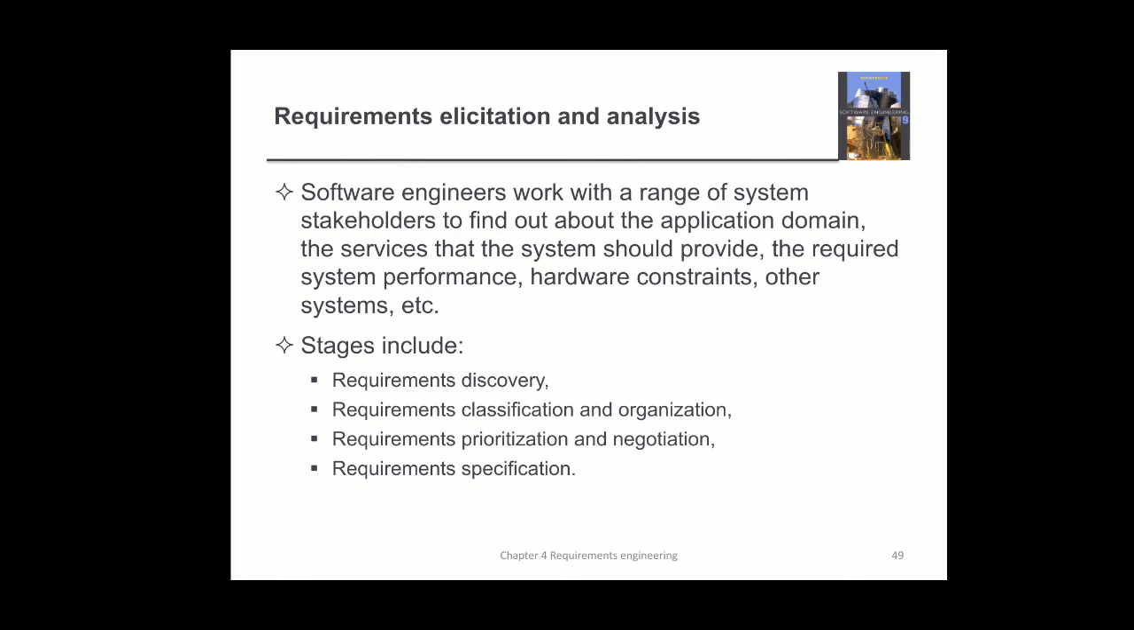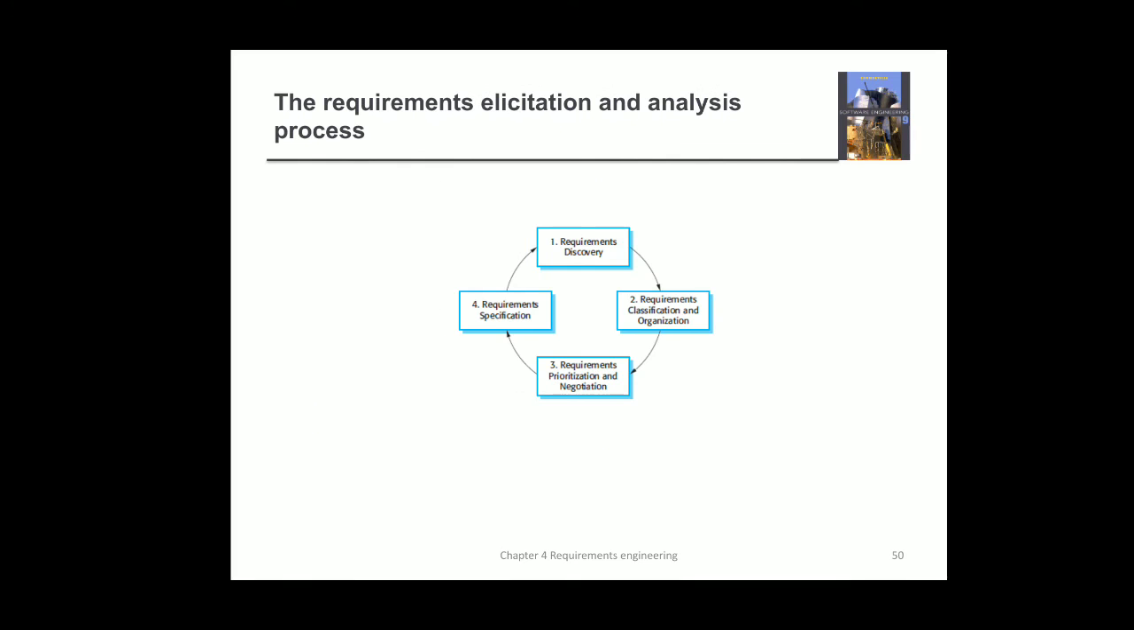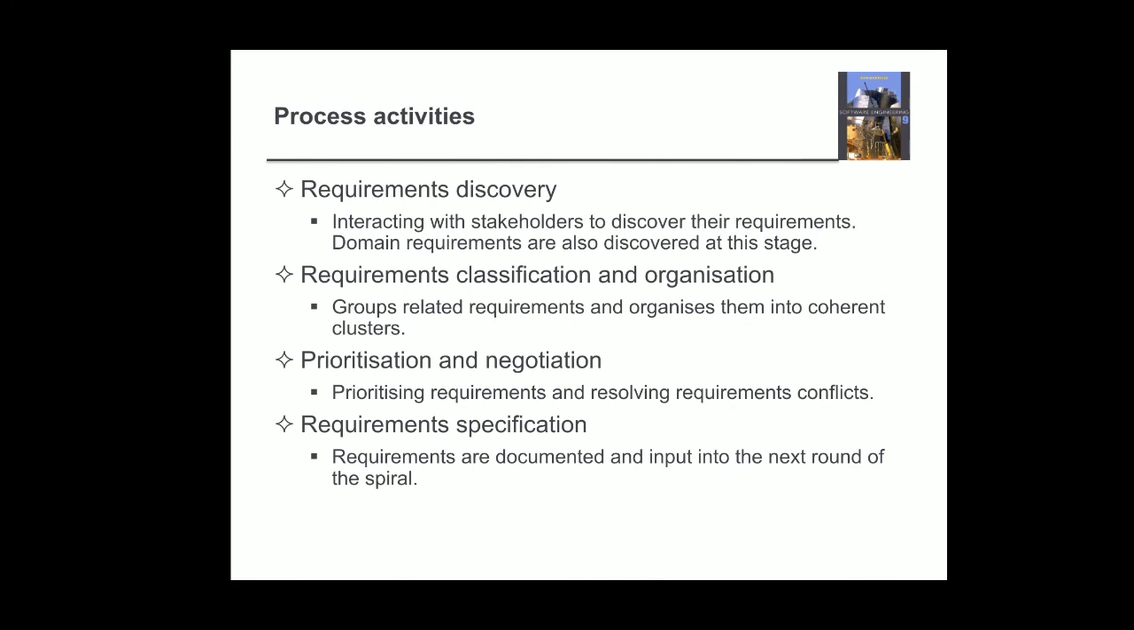We can see it in the diagram over here, right? So this diagram tells us we have 4 phases. First one is requirements discovery, then we have requirements classification and organization, the third one is requirements prioritization and negotiation, and the last one is requirements specification. So these are the 4 things that we are going to have in this first phase of development of any software, right? So these are the 4 activities.